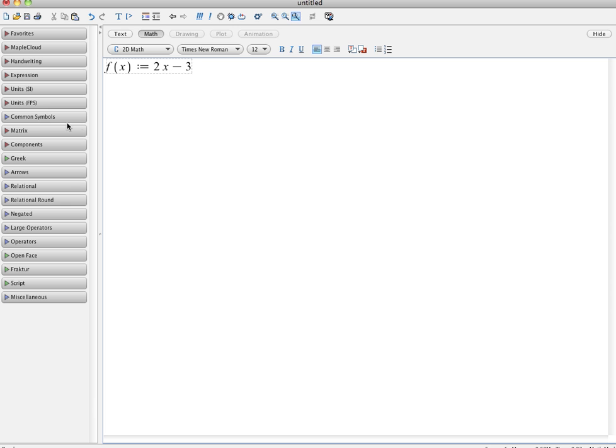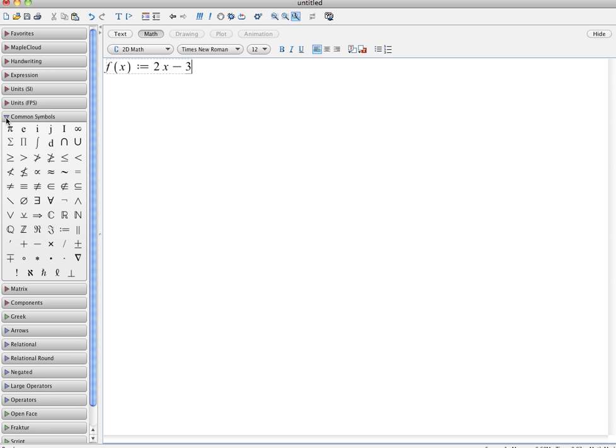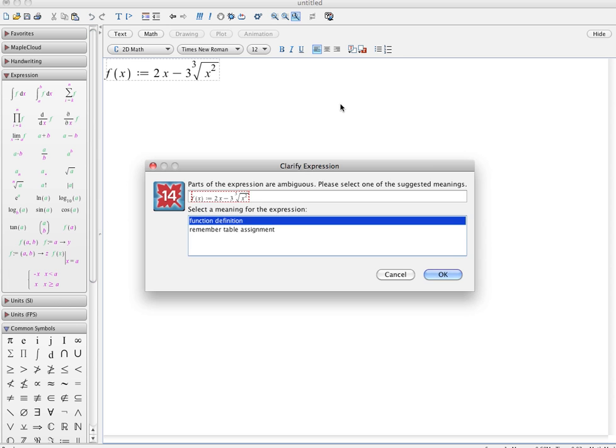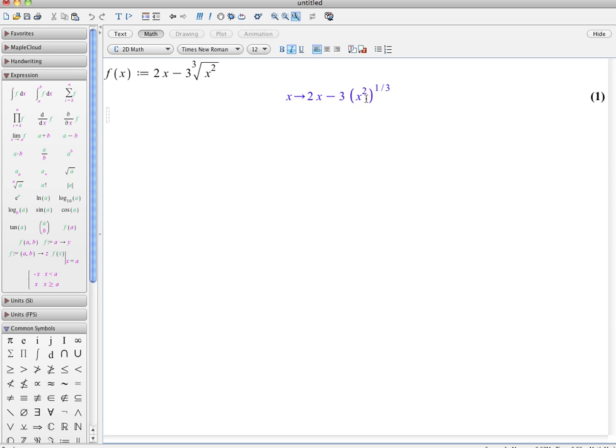So I'm going to come over here to common symbols to make sure, oops, that's not what I wanted. Sorry, I wanted expressions. And right here, I'm going to take the nth root of a. So click on that, and n is going to be 3, because it's a cube root. And then a is actually going to be x, but I'm going to go ahead and square it. So that is x to the 3/2. So that's 3 times x to the 3/2. And you can see the way that Maple changes it. Okay, so now I'm just going to plot f of x.